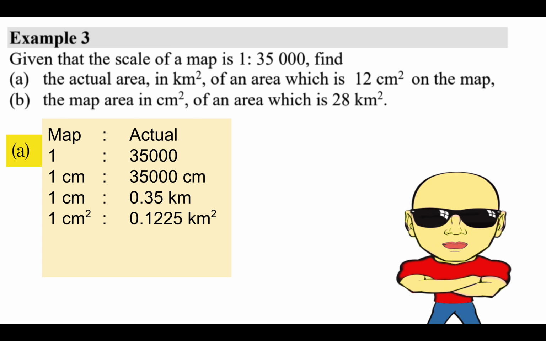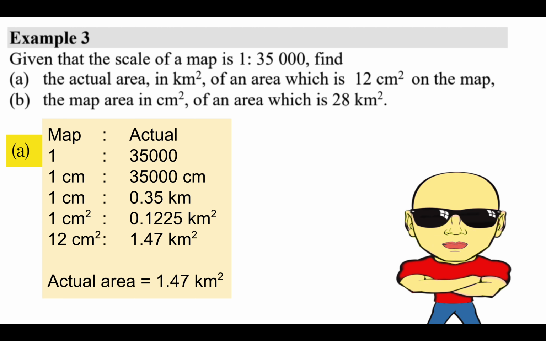After that, we want 12 square centimeters, so multiply by 12. We have 1.47 square kilometers. And do not forget, of course, to offer your final context. Actual area, 1.47 square kilometers.